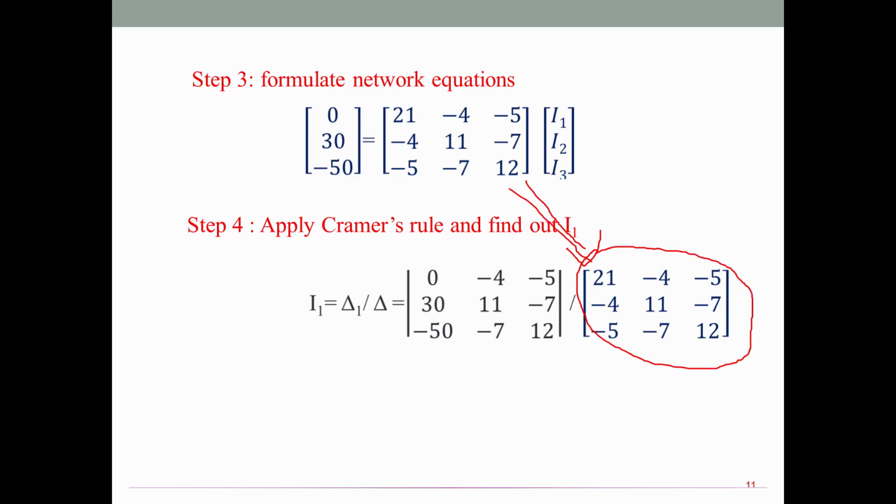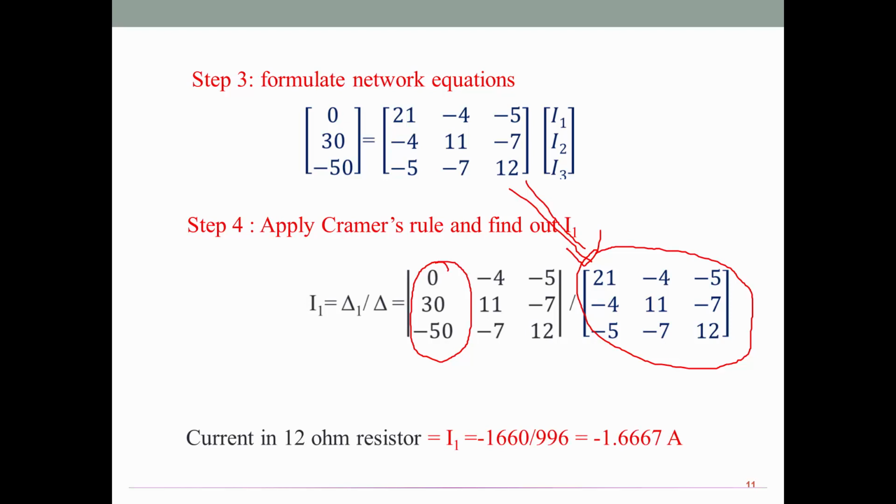What is del 1? Del 1 is also R matrix, but the only change is voltage vector replacing first column of R matrix. That's it. Then find out current in 12 ohm resistor. Del 1 value is -1660 divided by del value 996. We are finding -1.6667 amps. This way you can cross check your answer.